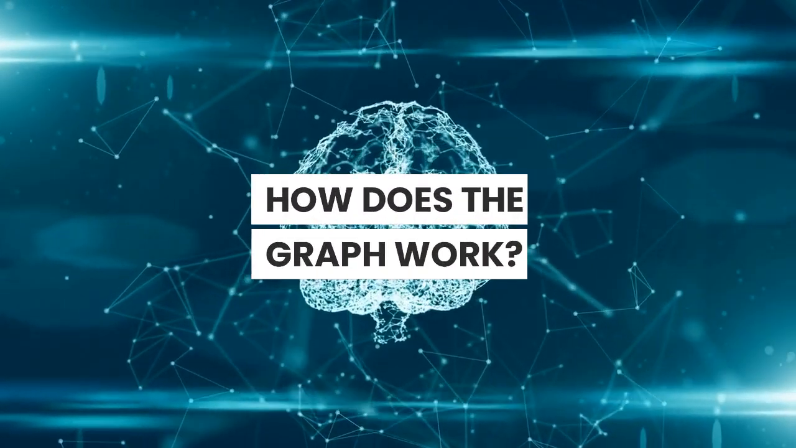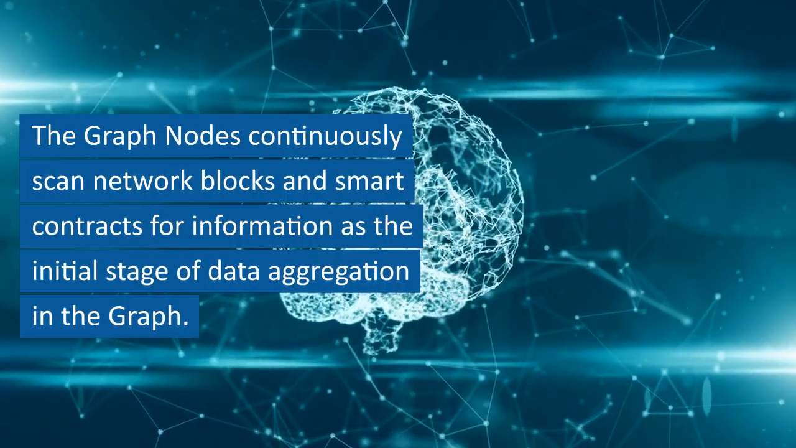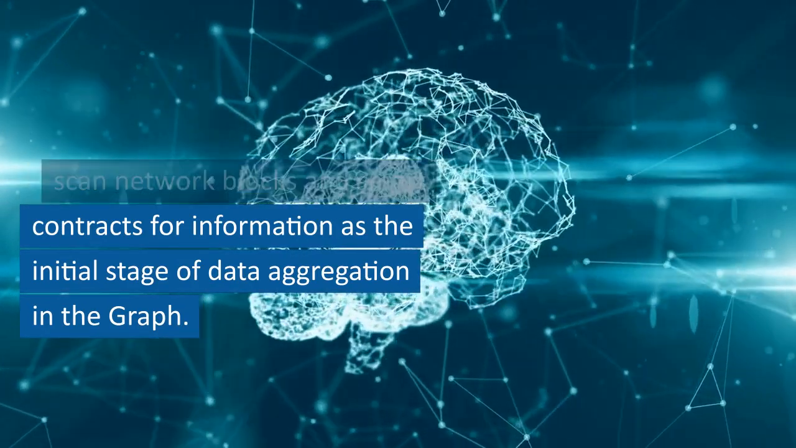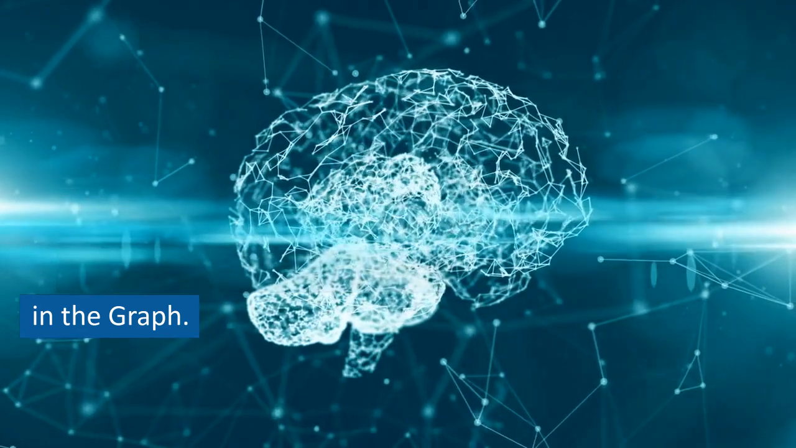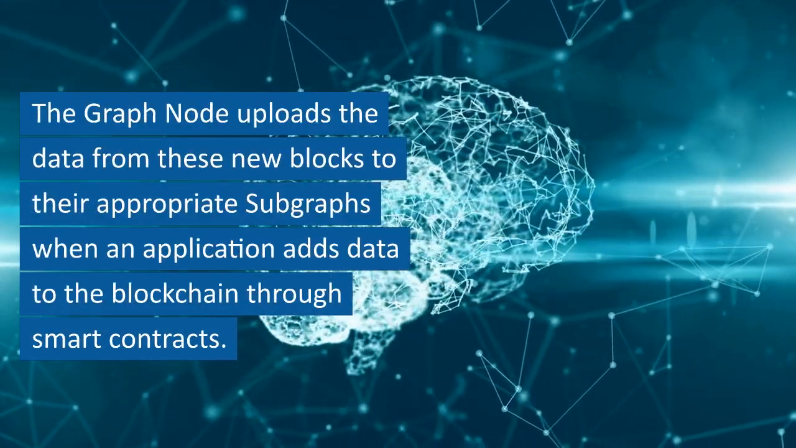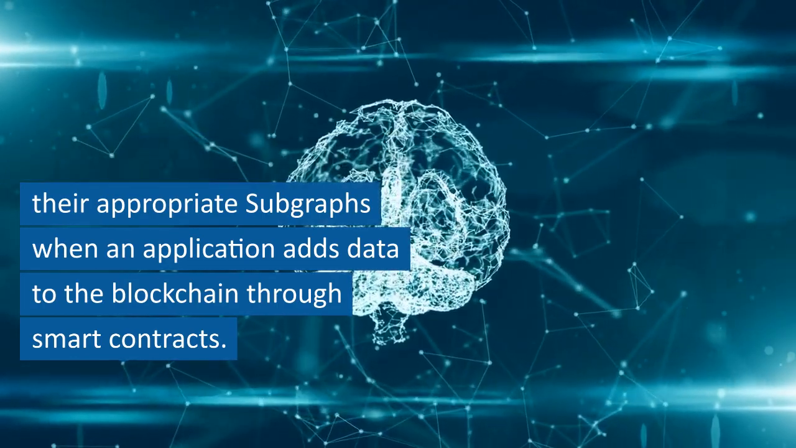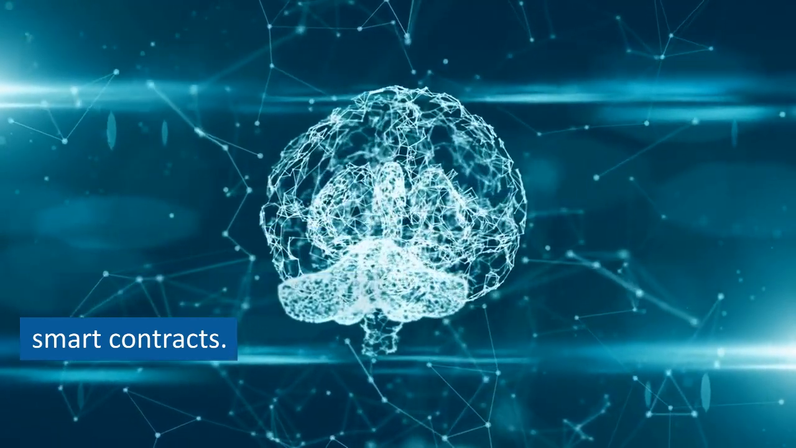How does The Graph work? The Graph nodes continuously scan network blocks and smart contracts for information as the initial stage of data aggregation in The Graph. The Graph node uploads the data from these new blocks to their appropriate subgraphs when an application adds data to the blockchain through smart contracts.